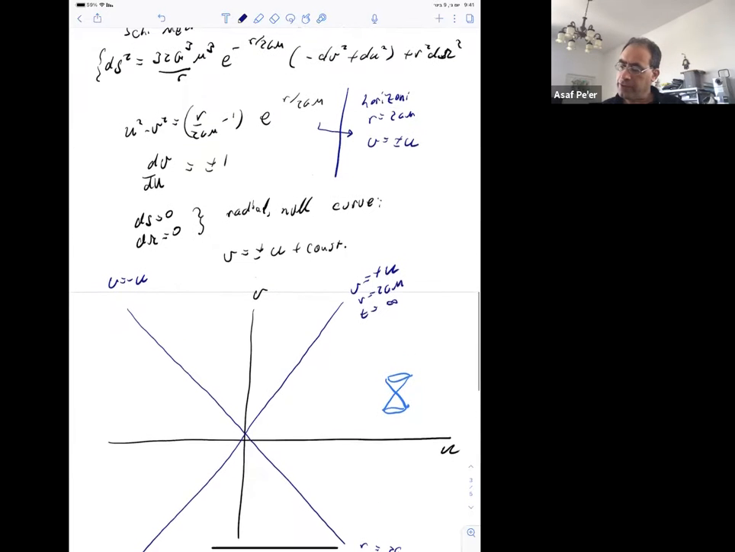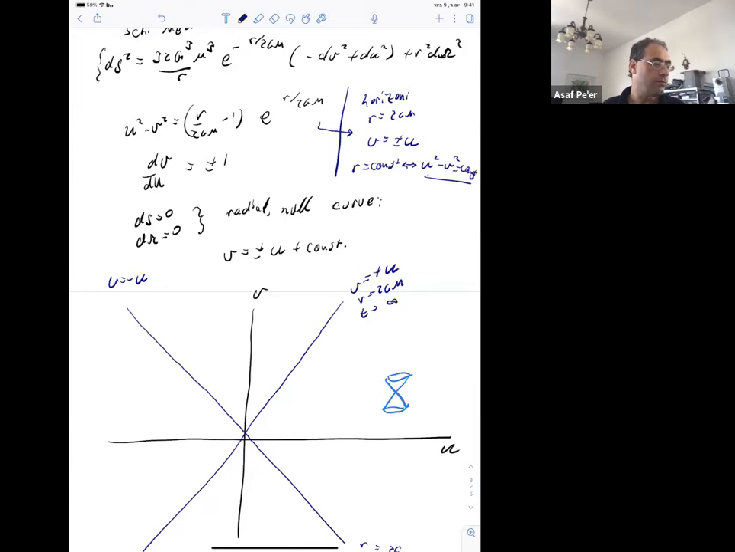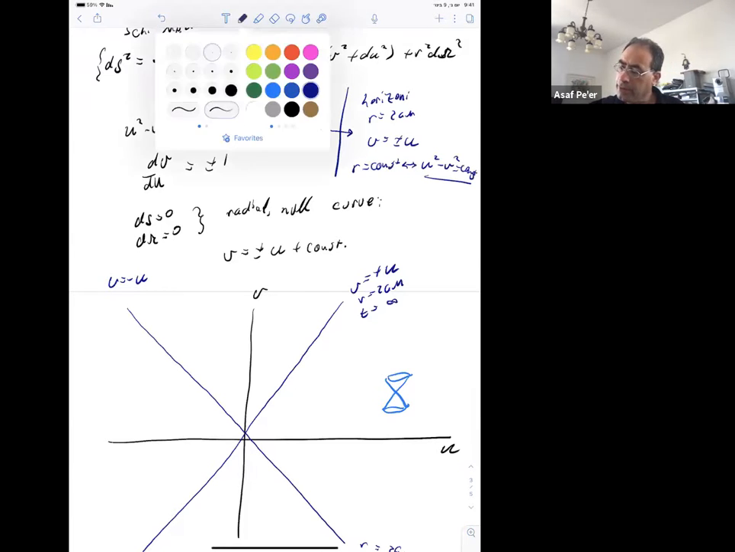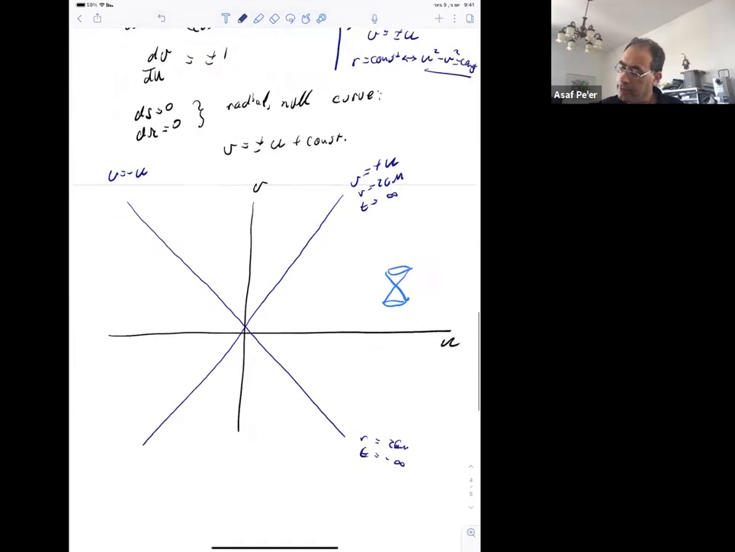Now surfaces of constant radius, meaning r constant, means that u squared minus v squared is just some constant. Which constant r would look something like that in these coordinates.